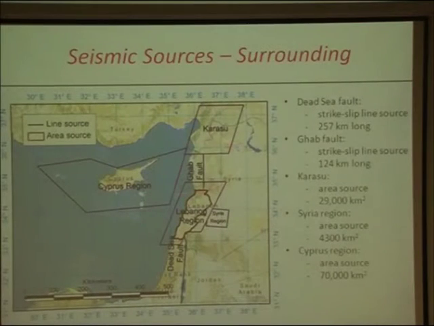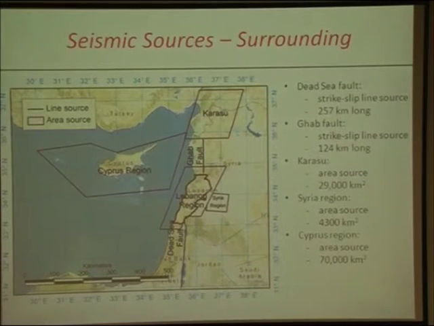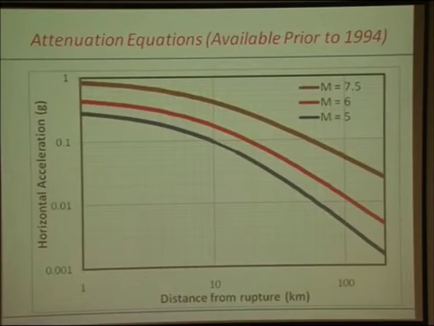We took the sources in neighboring countries, the seismic sources. That earthquake that took place a few days ago belongs to the Cyprus region. It doesn't belong to our fault system at all because it's 150 kilometers away from the coast. We took the Syria region, that fault, we took the Dead Sea fault, and we came up with the seismic hazard of Lebanon, which is in the next slide, please.